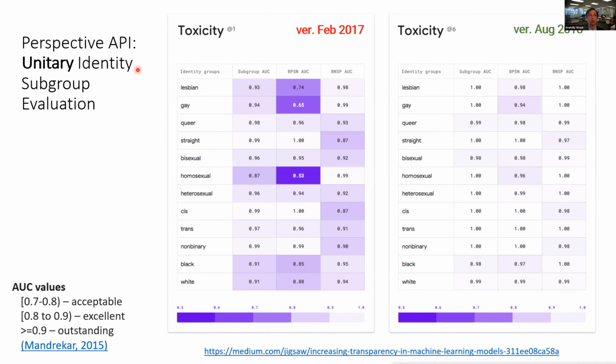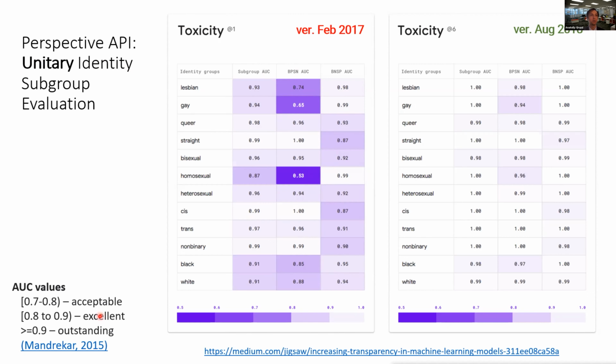Later on, we will do a cross-sectional identity test. So the numbers you see here are these AUC numbers, the ones that we've talked about. Each column is a different test, different subgroups. And on the left side, you can see the scorecard for version 1 that Perspective released in 2017, and then version 6 released a year and a half later. The densely colored cells highlight some of the low performance scores.